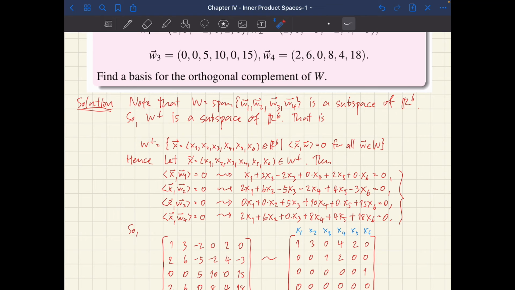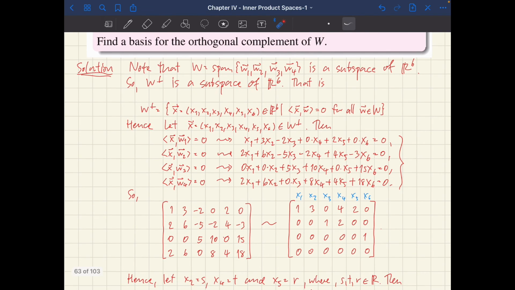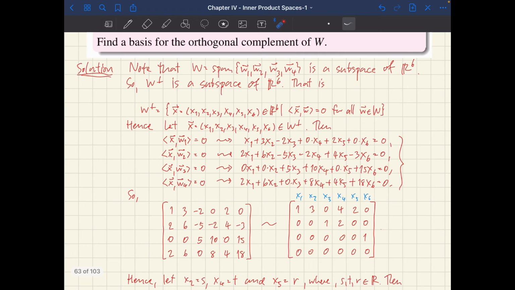And we need to solve these equations. So how to solve them? We will use the matrix. We will use the augmented matrix to obtain the reduced row echelon form, right?